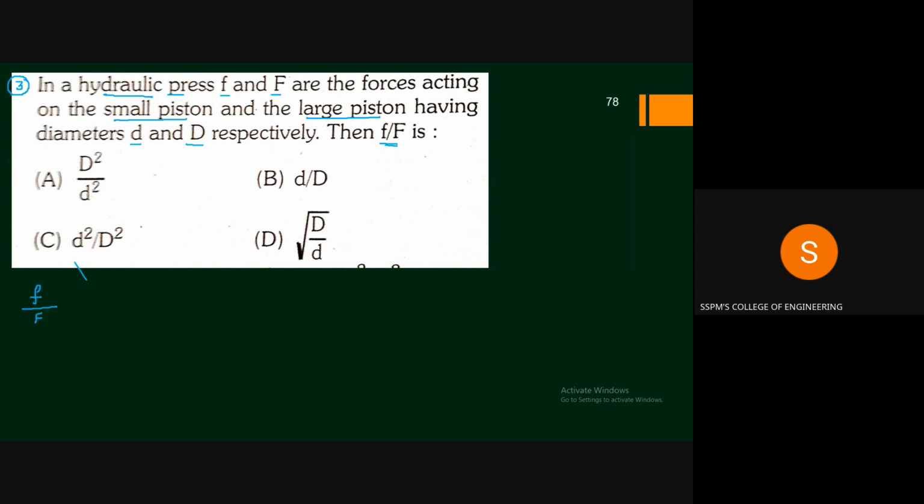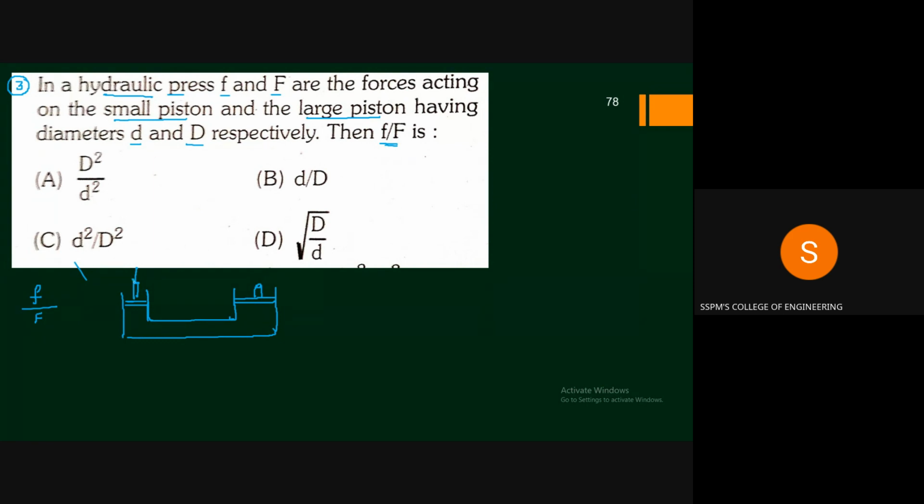Okay, so for the hydraulic press, we should know the basic diagram or the schematic diagram. So this is the representation for the hydraulic press. Okay, so basically it consists of two cylinders, one smaller cylinder and one larger cylinder, and it has a piston. So this is the piston.